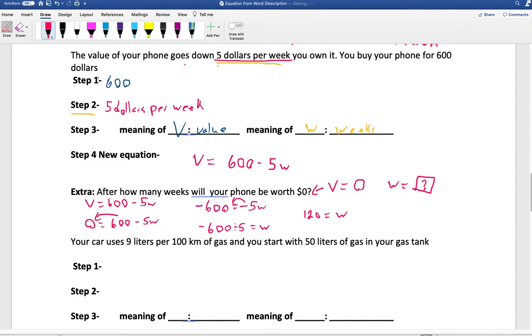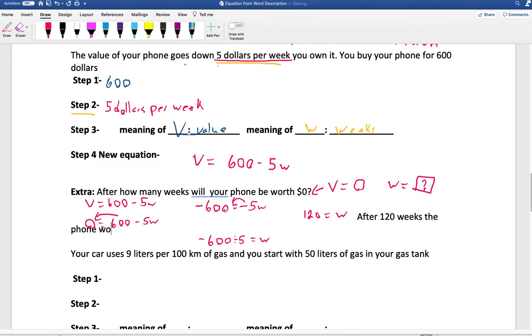So if we were to do this properly, we'd write a concluding sentence here too, which would say, after 120 weeks, the phone would have no value.